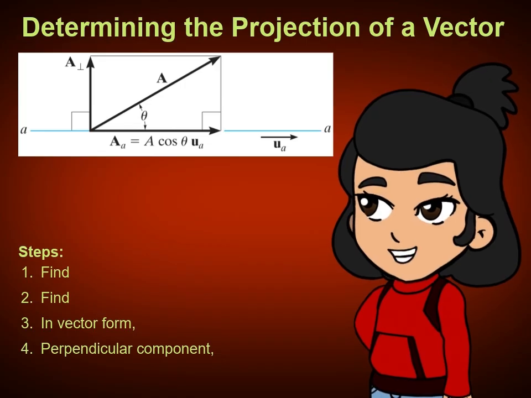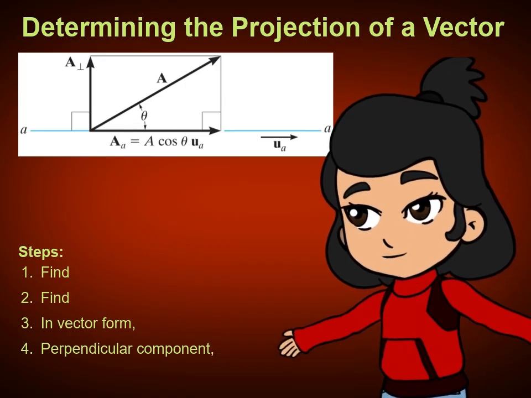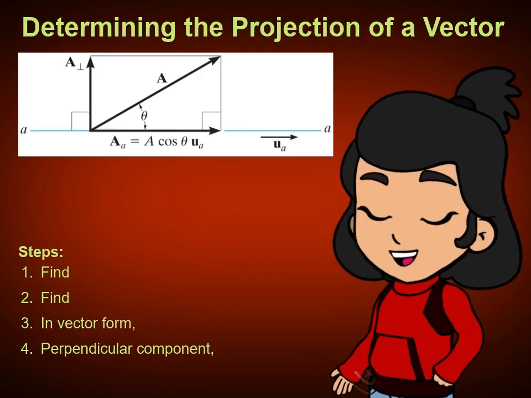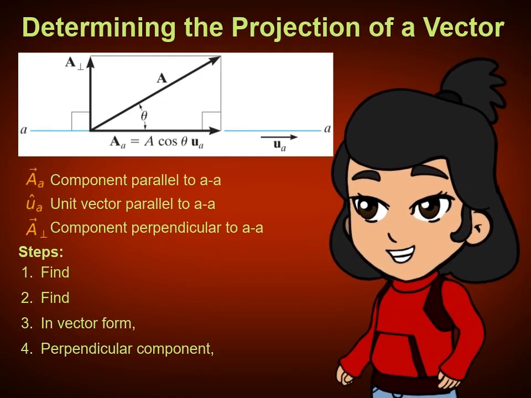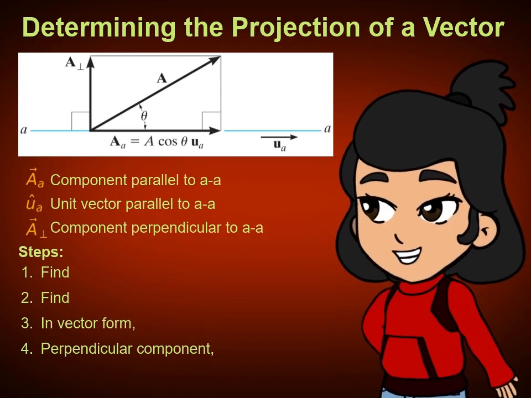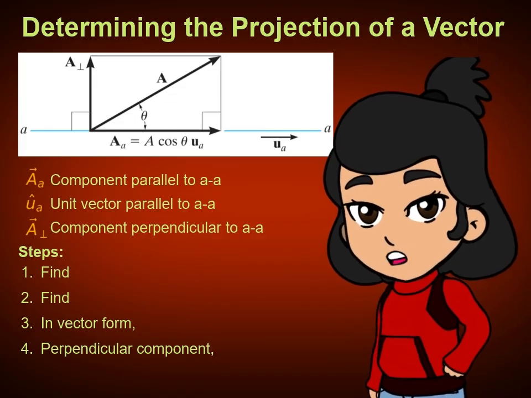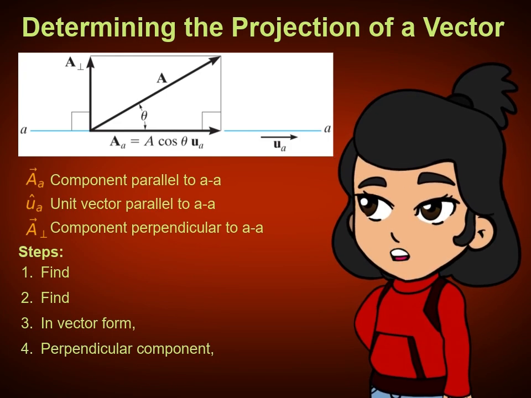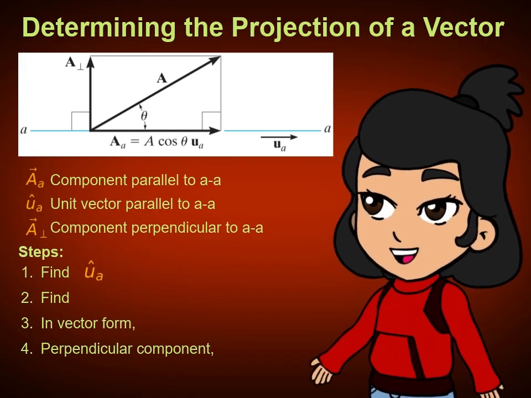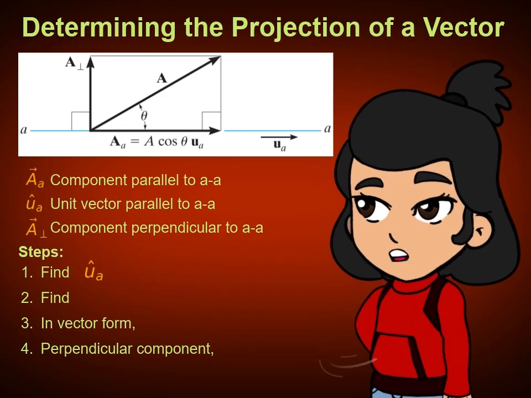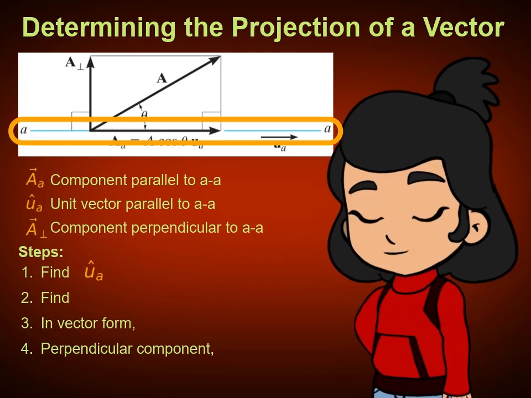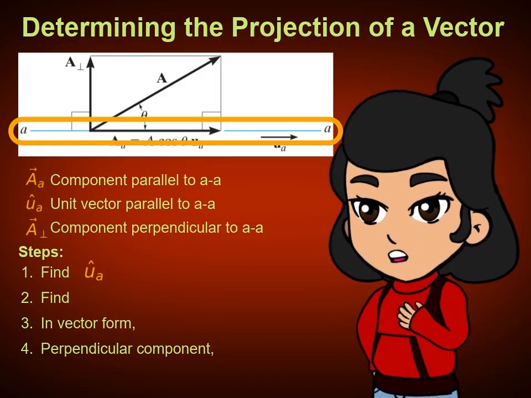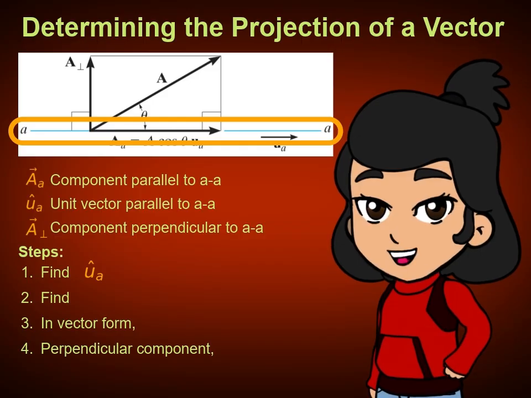You can use the dot product to determine the projection of a vector. So suppose you have a vector A. A can be resolved into its parallel and perpendicular components. In this case, we'll call the parallel component vector A sub A and the perpendicular component vector A perpendicular. In order to do this, you would first find the unit vector, that is vector u sub A, along line AA. Line AA is a user-defined axis along which you are interested in the parallel vector.